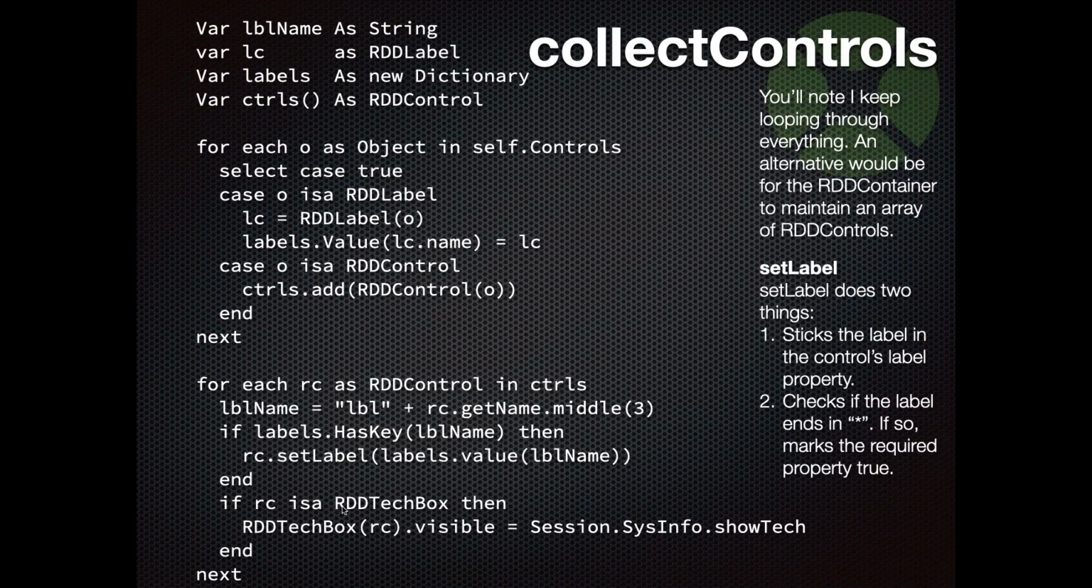There's a kind of control called an RDD tech box, and those are basically invisible. They're on the screen, but nobody's supposed to see them, except occasionally the developer, which is why this. What that is for is to put in things like the ID number of the row that you're going to be saving to.